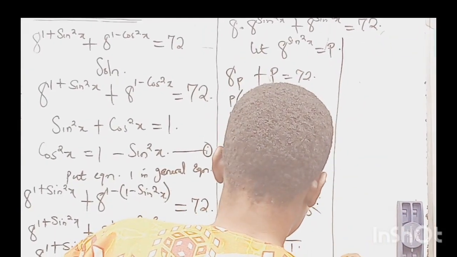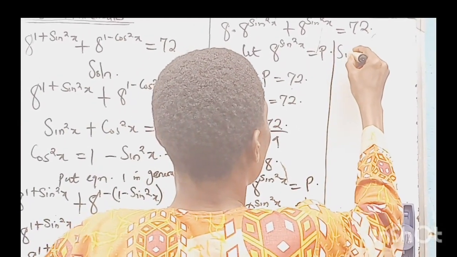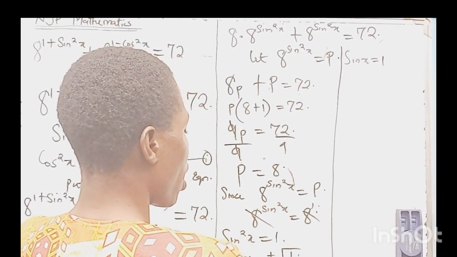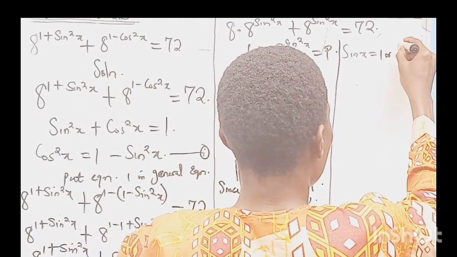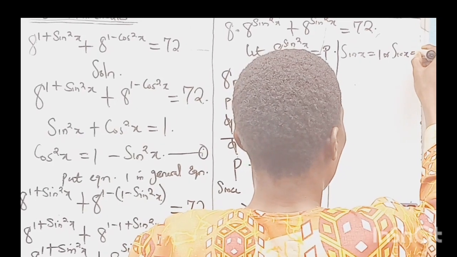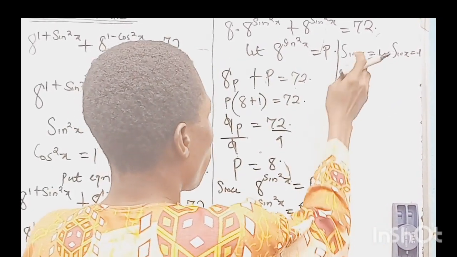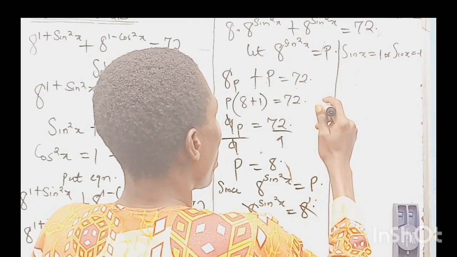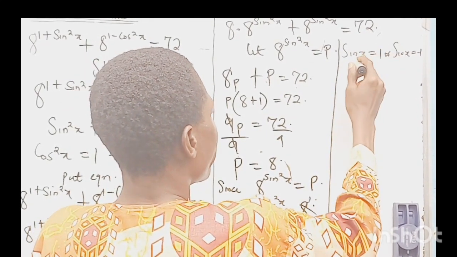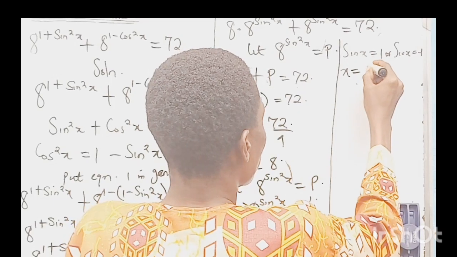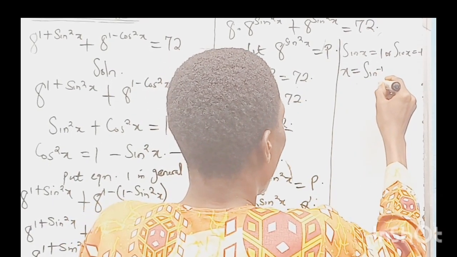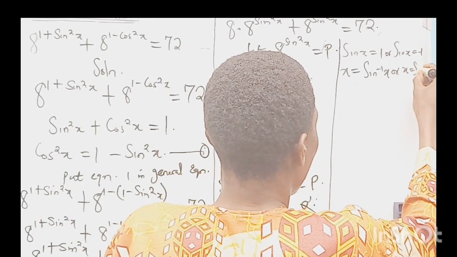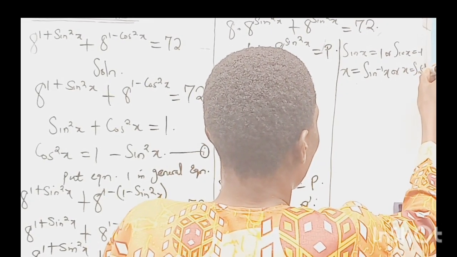That is to say that sine x equals 1, which is the same thing as positive 1, or sine x equals negative 1. So from here we can take the sine inverse of the first equation here. And if we take the sine inverse of both sides, we have x equals sine inverse of 1, or x equals the sine inverse of negative 1.